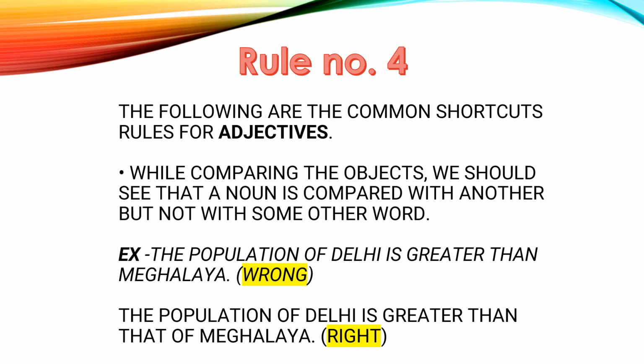For example, the population of Delhi is greater than Meghalaya, which is a wrong statement. The population of Delhi is greater than that of Meghalaya. So when you're having that comparison, you have to use greater than that of.